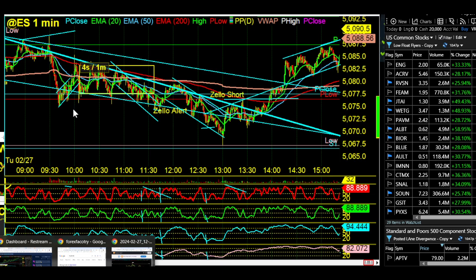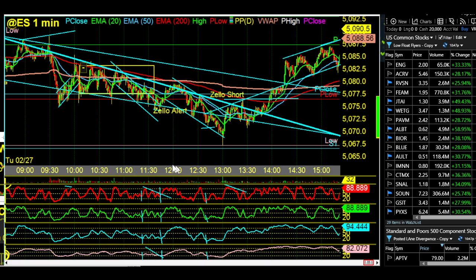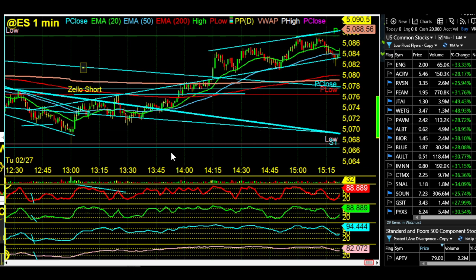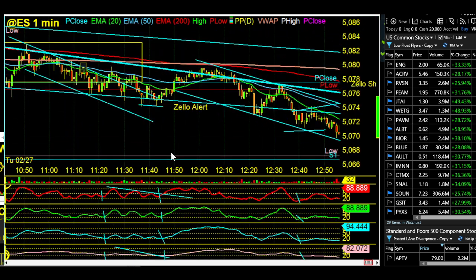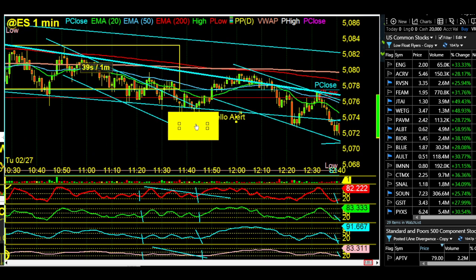That's the plan. So, enough talk about all this chop. Let's talk about the Zello alerts, because when I do see a setup like what we had here today, let's go over some of the things we noticed today. We're going back over here. I had my first Zello alert. Well, it might have been a second one. Right there. There was a Zello alert right here.